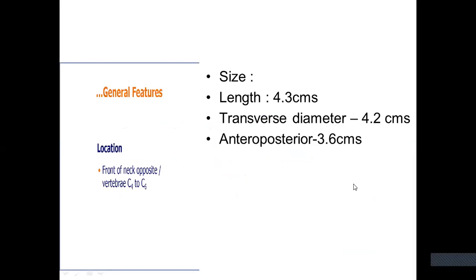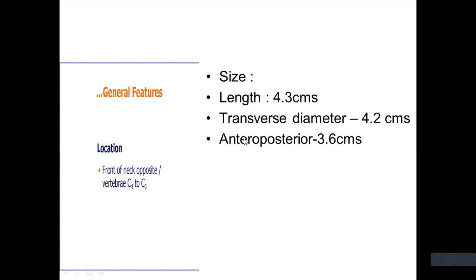Let us discuss the size of the larynx. The size includes, you can see here, the length is 4.3 centimeters. Transverse diameter is 4.2 centimeters. Anterior posterior diameter is 3.6 centimeters.